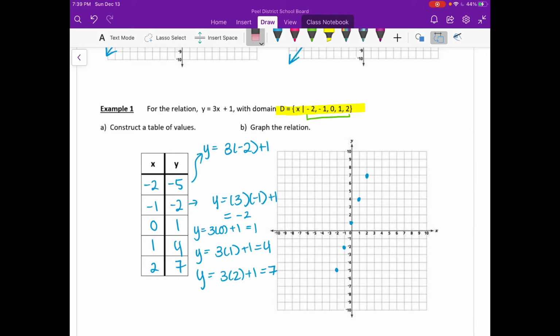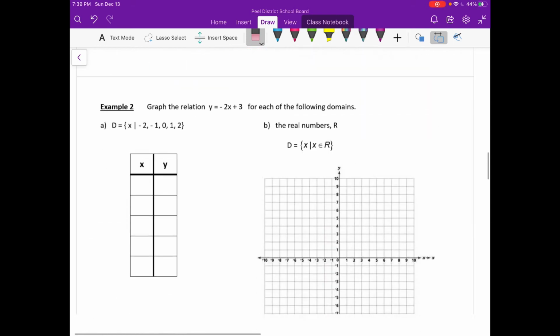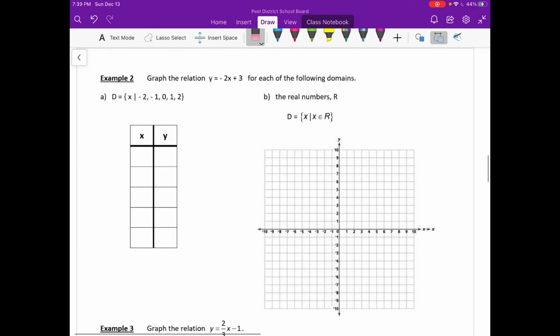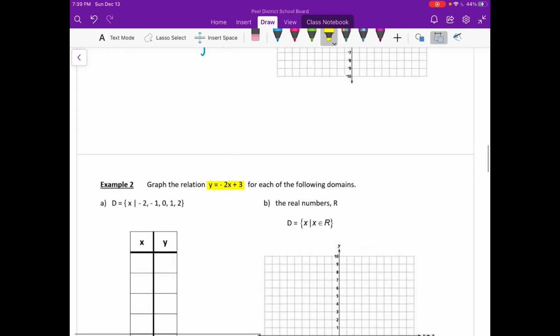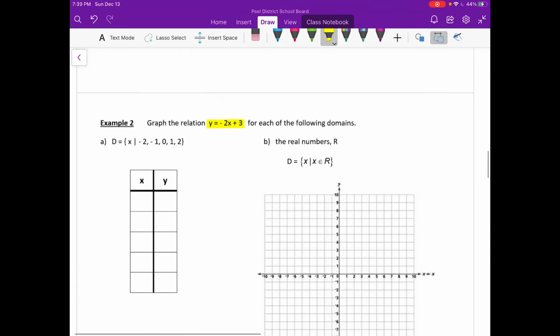Ignore that. You actually shouldn't be drawing a line through it because it's a discrete function. So we're leaving it. I struggled with that for no reason. Right? So here it says graph the relation y equals 2x plus 3. So we want to graph it in two different ways. So I'm going to do the first one like this, where I'm given this domain.